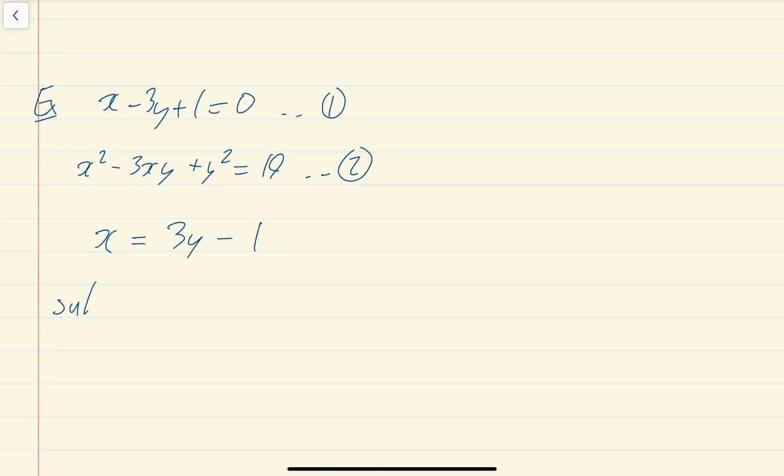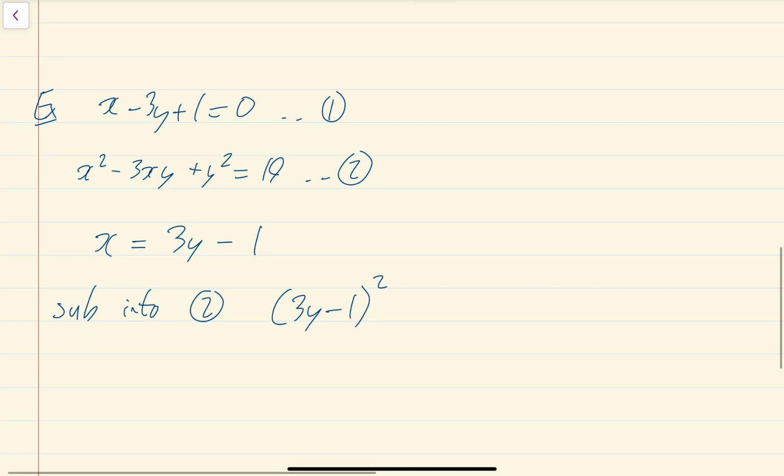And then we're going to sub that into equation 2. So it's going to be a wee bit different. Equation 2 is now going, instead of being all in terms of x, to be all in terms of y. So equation 2 becomes 3y minus 1 and then minus 3, and then instead of x, you write 3y minus 1, and then times y, and then plus y squared, and that's equal to 19.